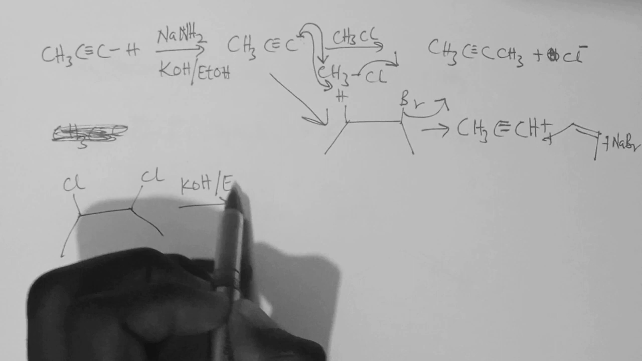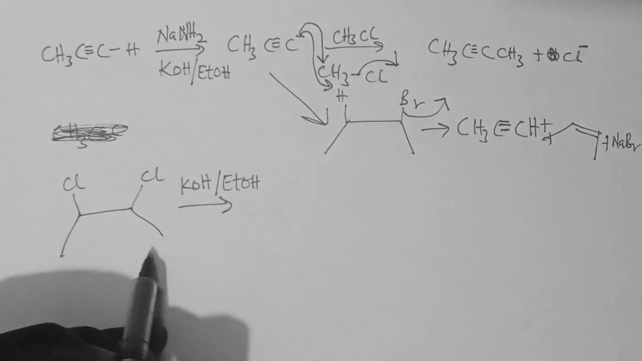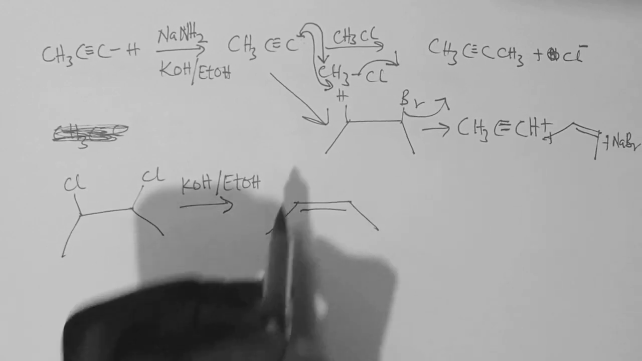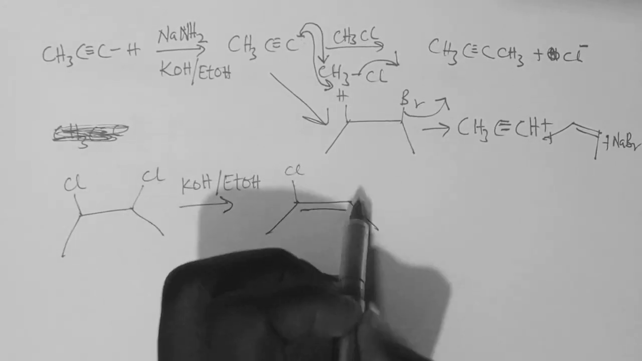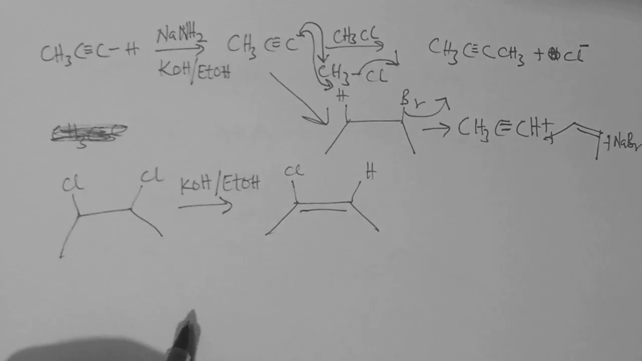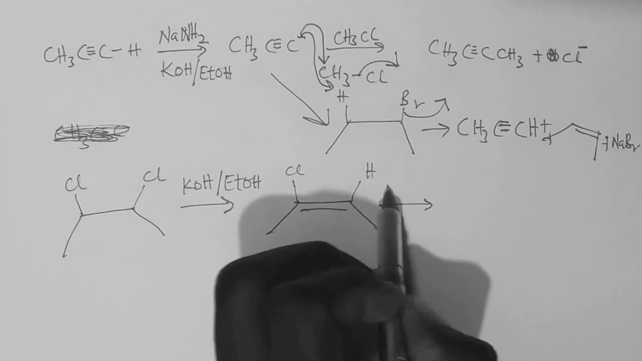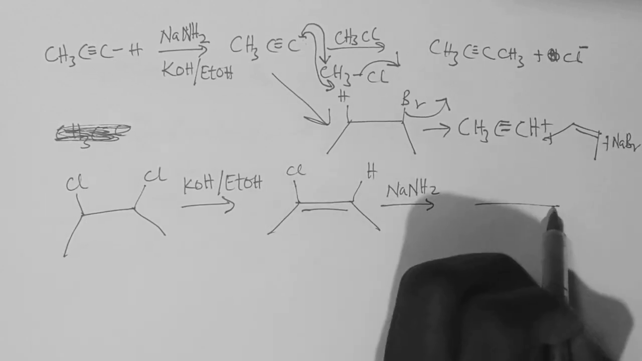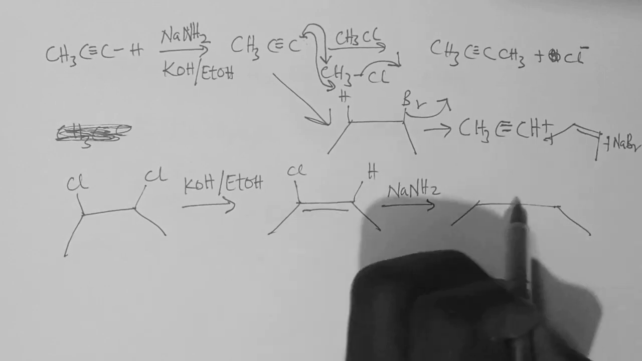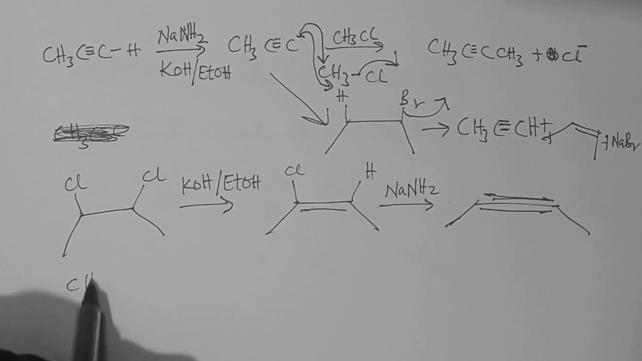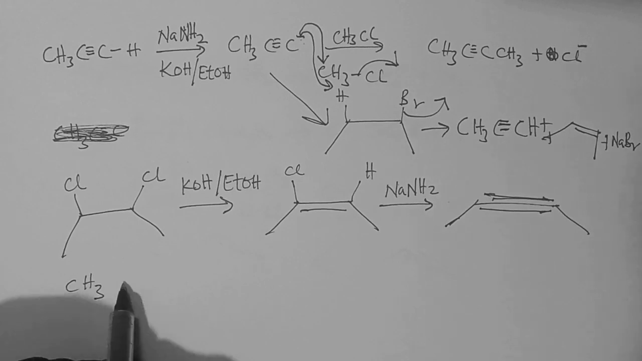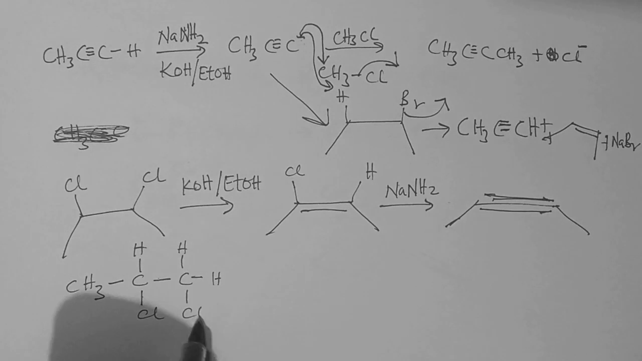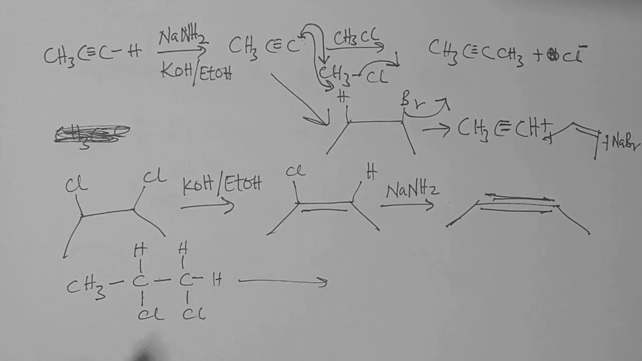So if you put in potassium hydroxide in ethanol, you convert it to a haloalkene, Cl, and then a proton here. Then you can further put in a strong base like sodium amide, and that will convert it to a corresponding alkyne. And also, if it was in this form, CH, so let's consider this example too.